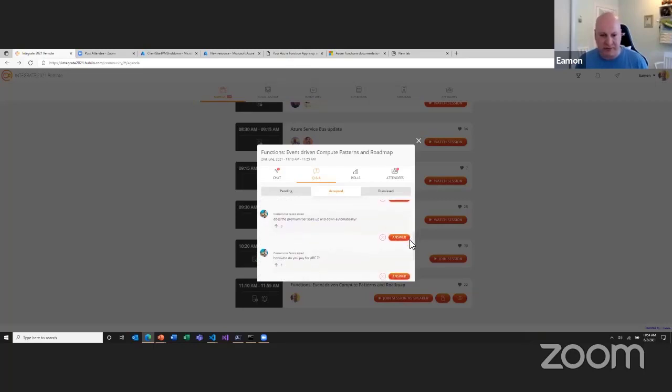The other one I see is, does the premium tier scale up and down automatically? Yes, it does. That's one of the benefits of Premium, though it does require one instance to be running. There's always one instance needed, for the cold start capabilities as well as some of the networking requirements. But you still gain all the benefits of traditional serverless capabilities: as you throw a bunch of work at it, it will scale up to as many instances as are needed to process those. And once all of those messages or data have been processed, it will scale back down to that one again. So you still get all the benefits of serverless and dynamic scaling inside of Premium.